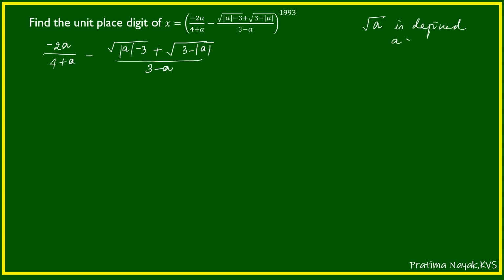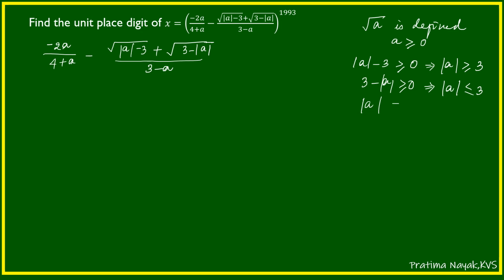when x is greater than or equal to 0. That means, first, modulus of a minus 3 should be greater than or equal to 0, or modulus of a should be greater than or equal to 3. From the second one, 3 minus modulus a should be greater than or equal to 0. That means modulus a is less than or equal to 3. So for satisfying both the conditions, modulus of a is equal to 3.